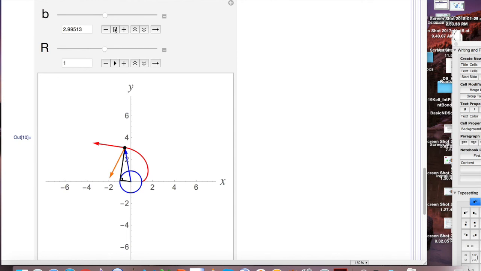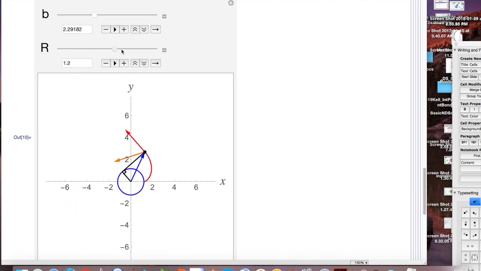The red vector, red arrow, is the velocity vector. It's the derivative of the position vector. And the orange vector is the acceleration vector. It's the derivative or rate of change of the velocity vector. Note that the angle between the red and orange is always less than 90 degrees, so the red is always getting longer. You are always speeding up here with this motion.